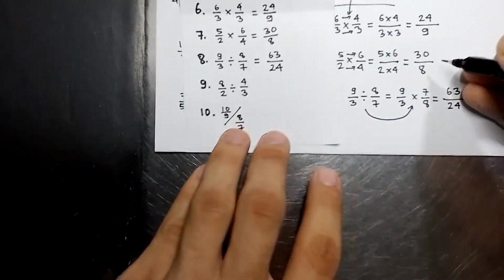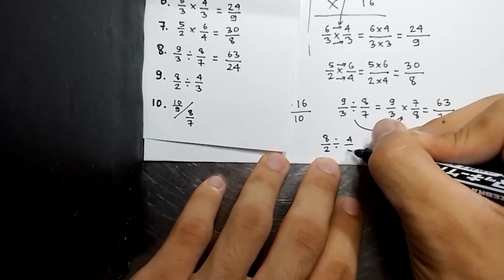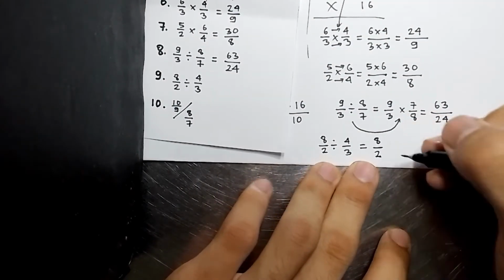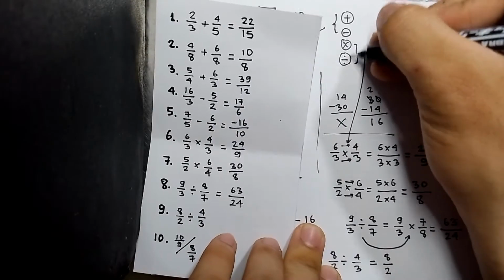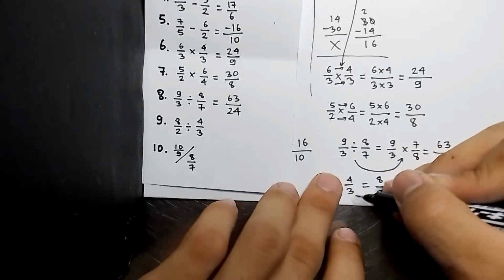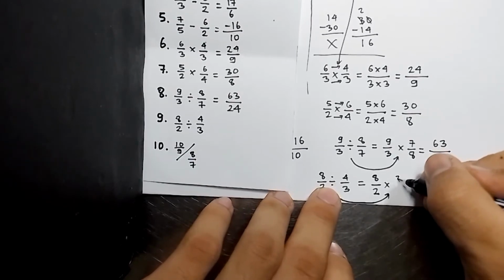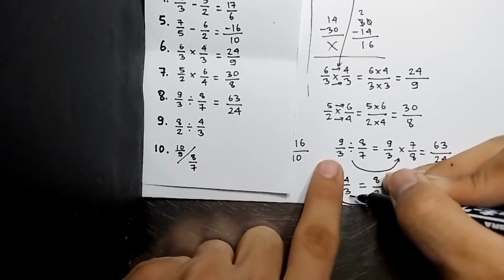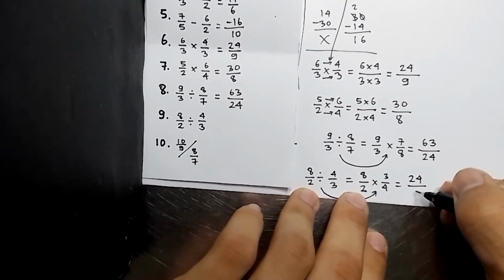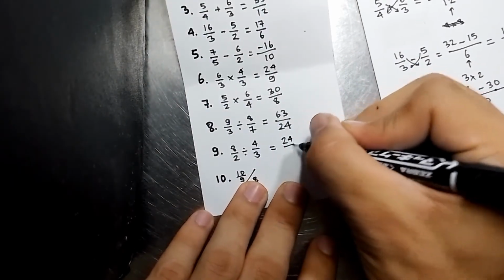Problem number 9, 8 over 2 divided by 4 over 3. The rule is for the sign of divisions, you need to convert it. Don't forget about it. Convert to the multiplication sign and then reverse the number to 3 over 4. Very simple. Reverse it, you got 3 over 4, and then follow the rule, the top times the top, the bottom times the bottom. So we got 24 over 8.